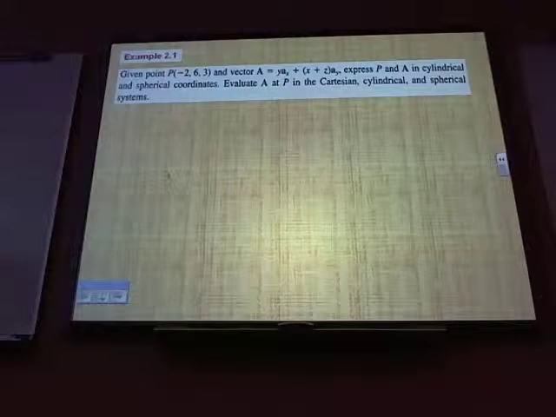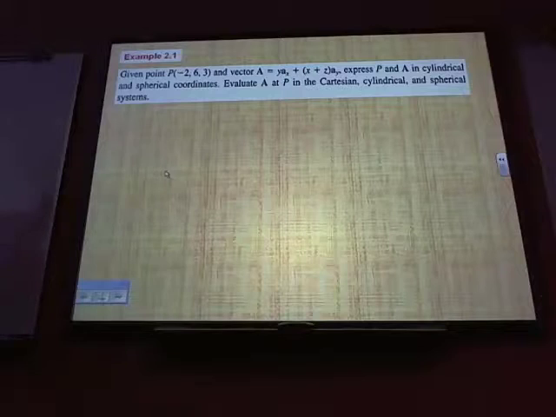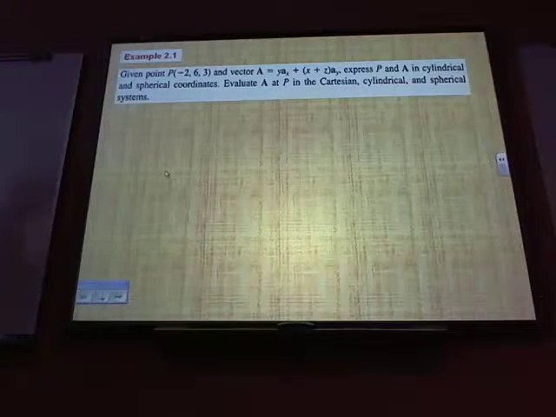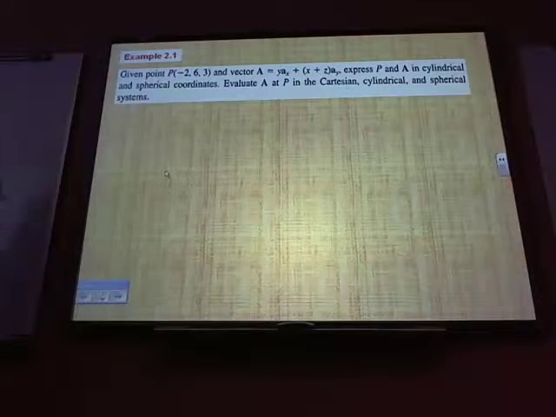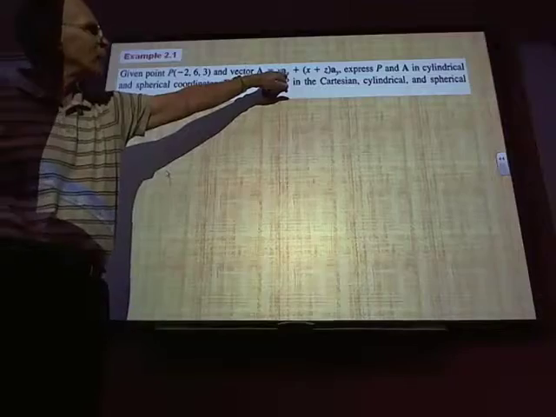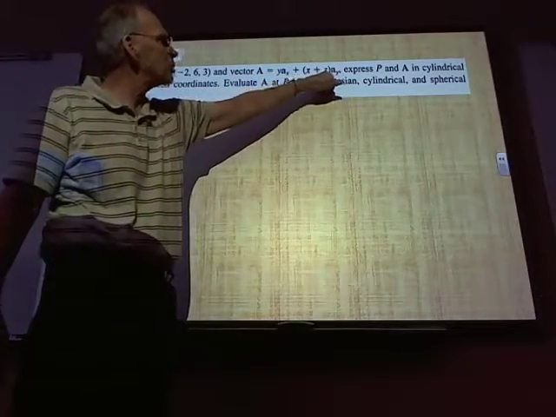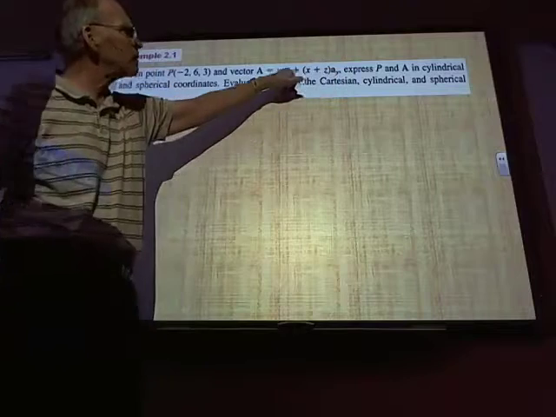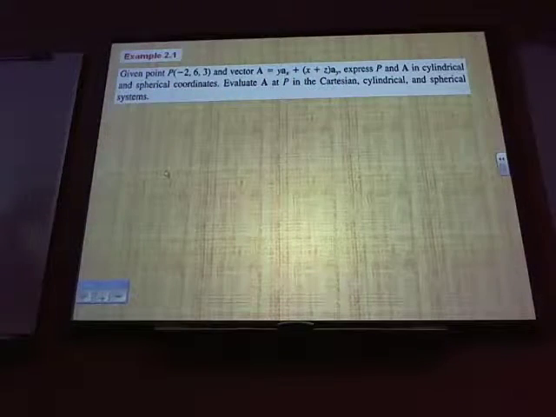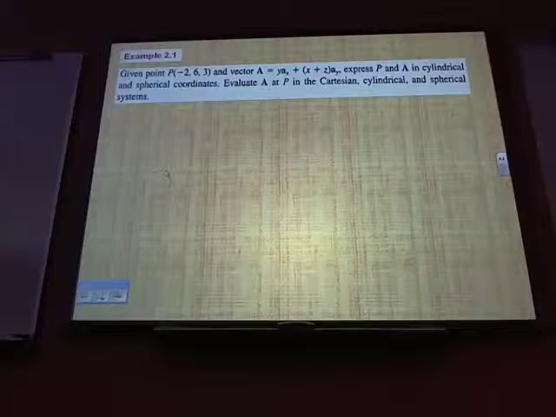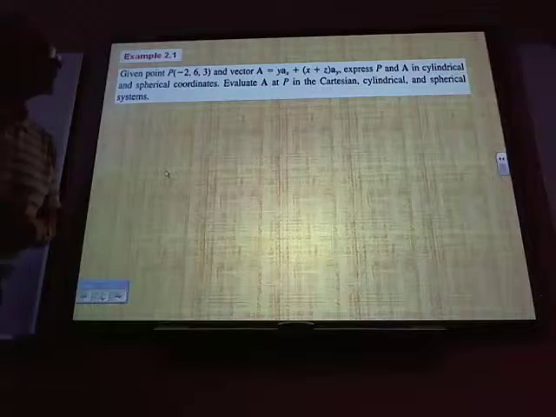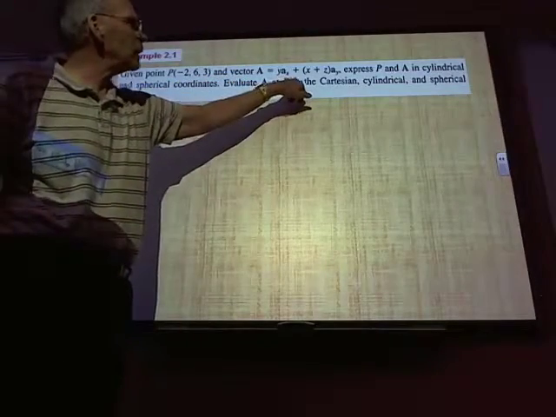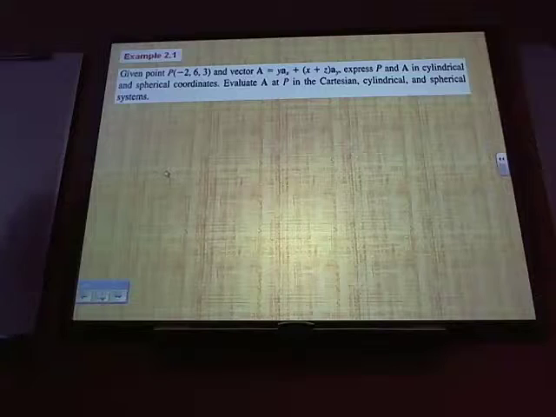Here's an example. You have a point located at -2, 6, and 3. Can you tell me what coordinate system that is in? Rectangular. It's important that you be able to recognize that. That one's obvious. And a vector A, which is y a sub x plus z a sub y. This may define a specific field that you and I are working with. Might be an electric field or a magnetic field. We want to express P and A in cylindrical and spherical coordinates. We want to evaluate A, this vector here, at P in Cartesian, cylindrical, and spherical coordinates.